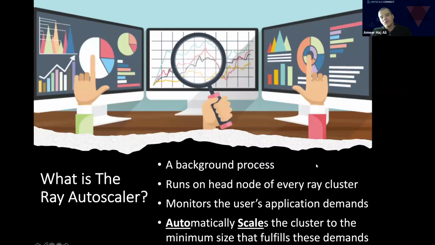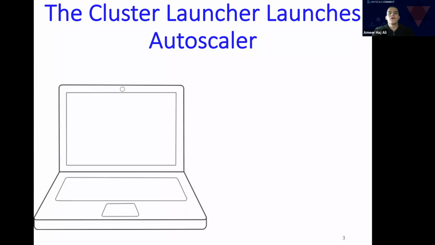Basically, Autoscaler is a background process that runs on the head node of every Ray cluster and monitors the user's application demands to then automatically scale the cluster to the minimum size that fulfills these demands. This is basically a TLDR of what Autoscaler does. And Autoscaler is started by the cluster launcher. So the cluster launcher launches Autoscaler.